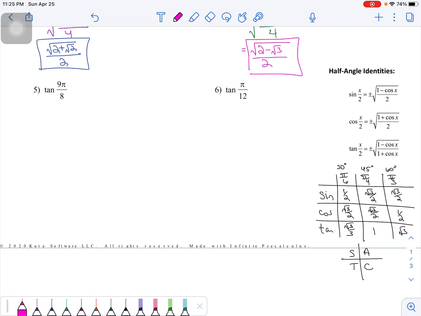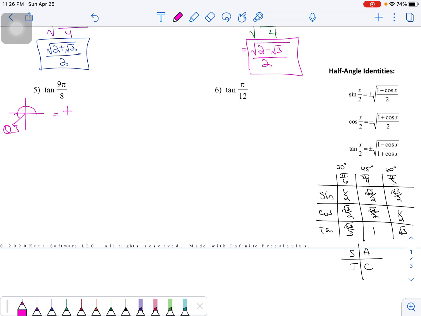All right, so problem number 5 here, tangent of 9 pi over 8. Where is it? If I were to graph it, 8 over 8 would get me to a half circle, pi. And then 9 over 8 would get me just a little bit further into Q3. Quadrant 3, tangent is positive.